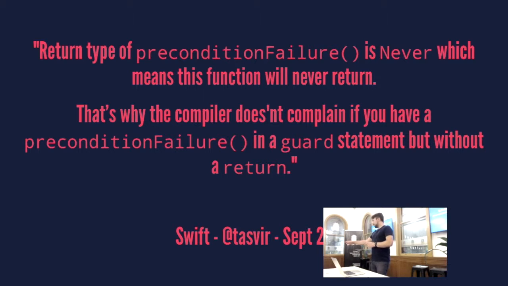Feel free to jump in as well, Vlad, if I'm misrepresenting Never. Never is an empty enum type. That means it cannot be instantiated, so that means it cannot be returned. Right. But it's new in 4.2. I'll put that in there for next month.